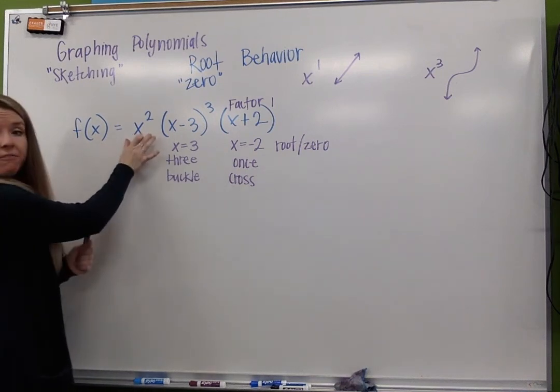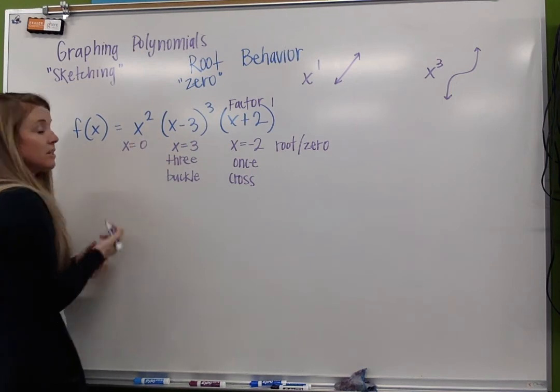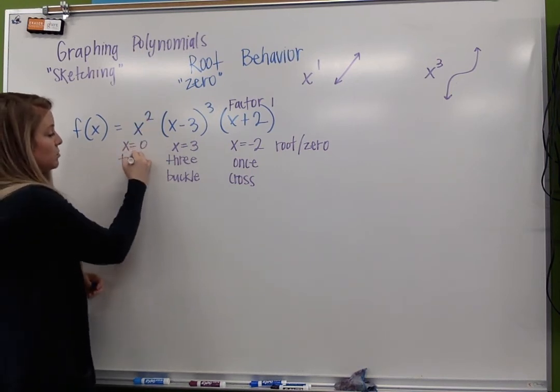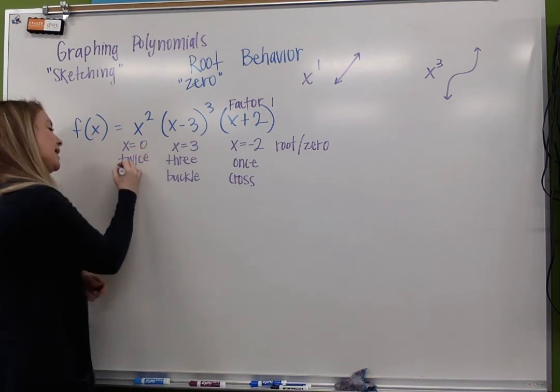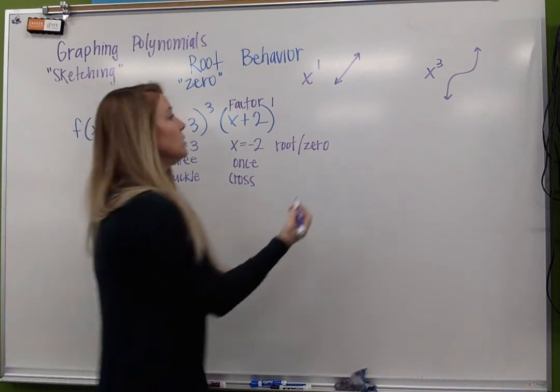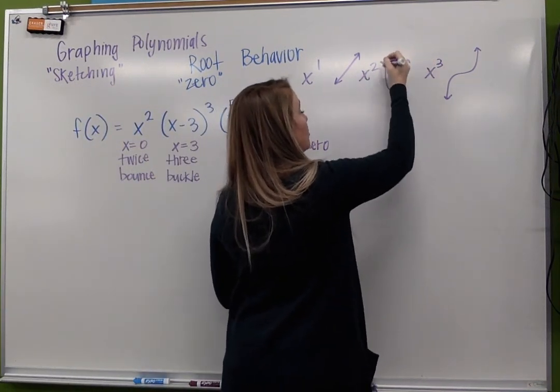In here, my factor is x squared. It's giving me a root of 0. Okay? So it happens twice because of the squared, and that is going to go ahead and bounce like a quadratic. So if we have an x squared, we're going to see it bounce like this.